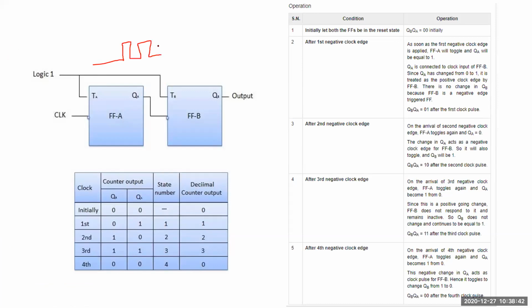1 0 1 0 1 0. That's what is called toggling. So the output of this one will be toggling. Always, the output of a T flip flop will be toggling depending upon the clock.